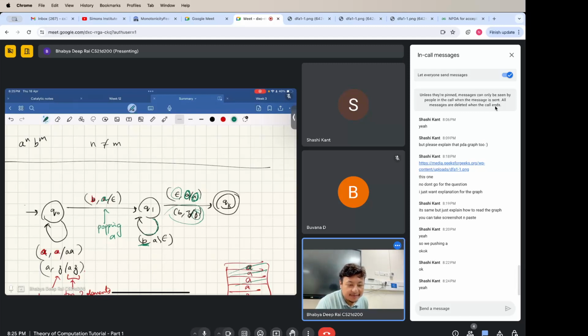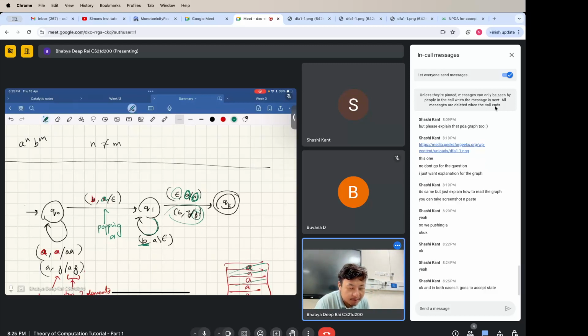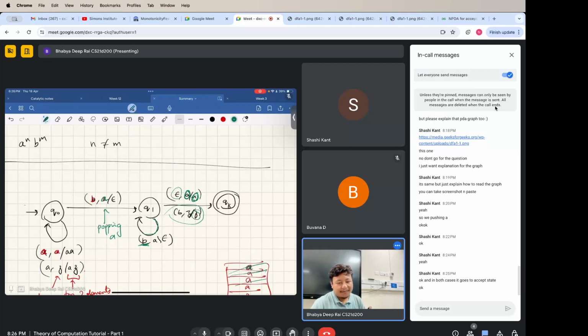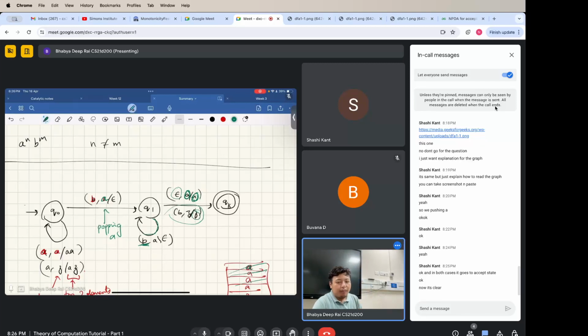So is that clear, Sashi? Okay, and in both cases it goes to the accept state. This accept state, we are still doing acceptance by empty stack, so this accept state is not important. It does not signify anything. Okay, now it's clear. Good.